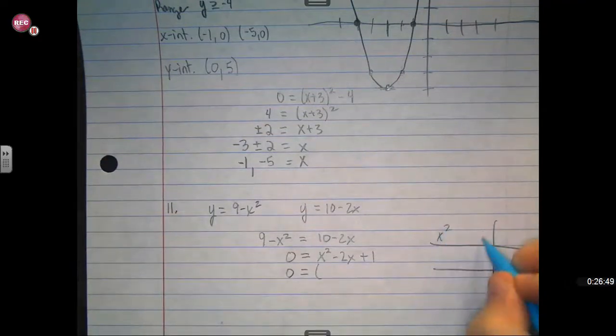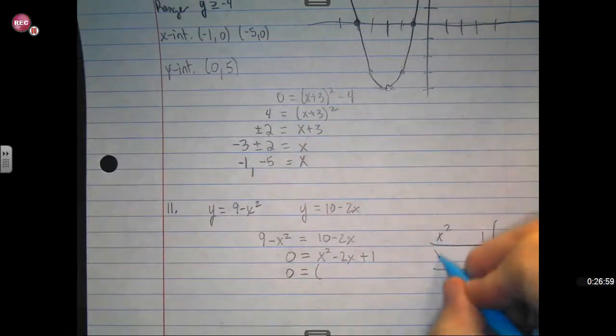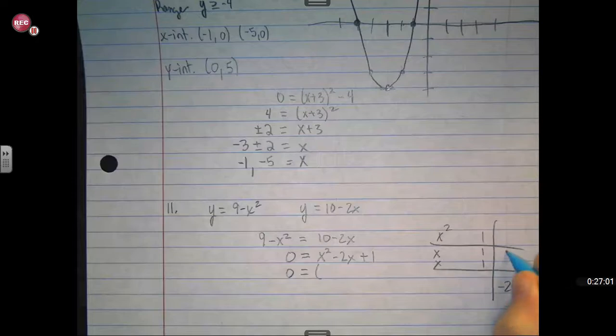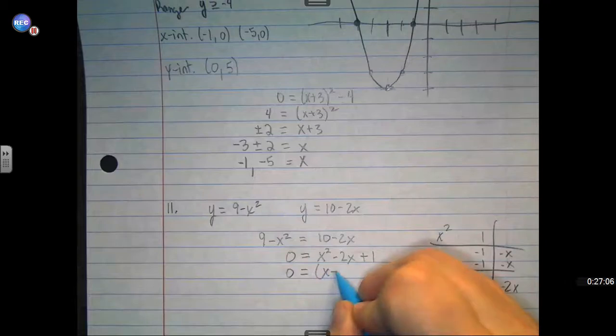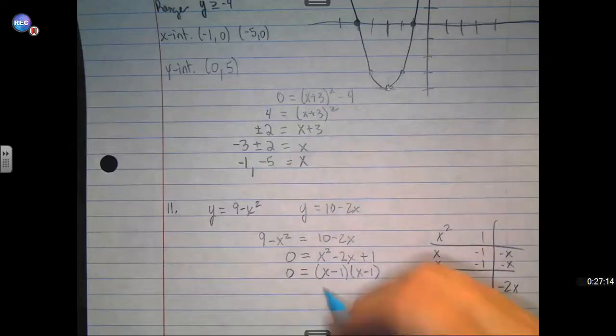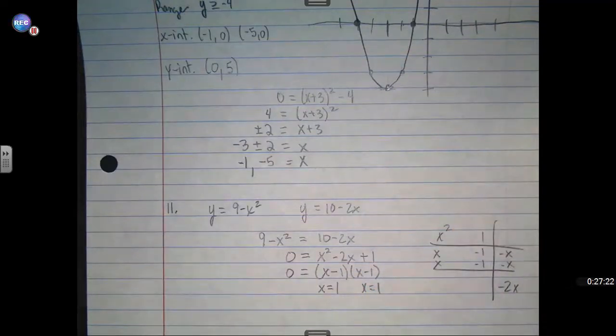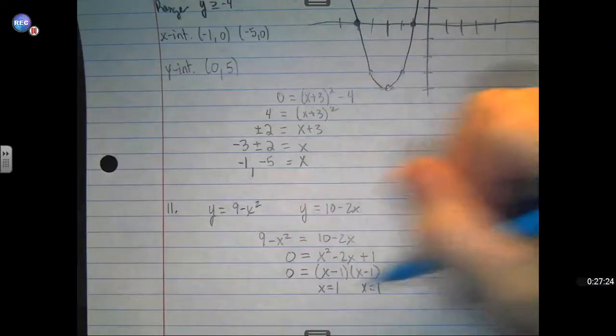X squared, 1, and again, thank goodness, because if it didn't, we'd be plugging that irrational number into one of these equations to figure out what the y value is. This would be x times x, 1 times 1, and they would both need to be negative, so x minus 1 times x minus 1. That tells me several things, really. It's quite interesting. It tells me, one, that x equals 1 and x equals 1, and when we get that, we have a double root situation.